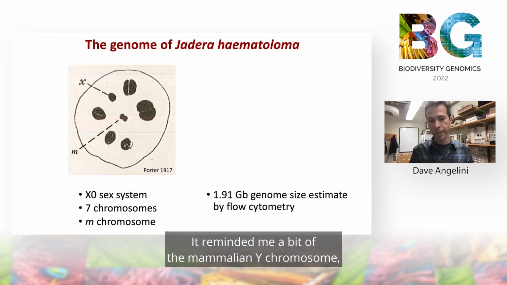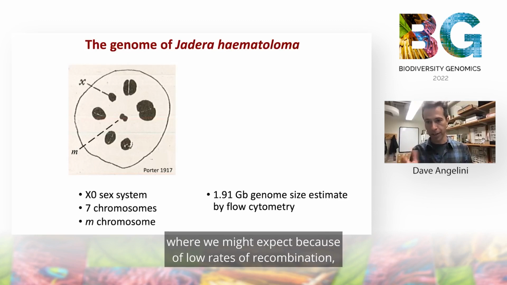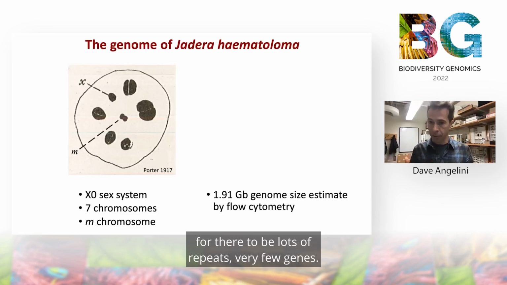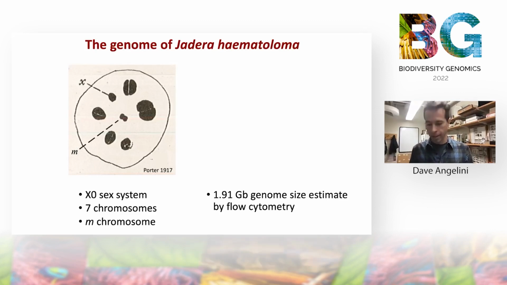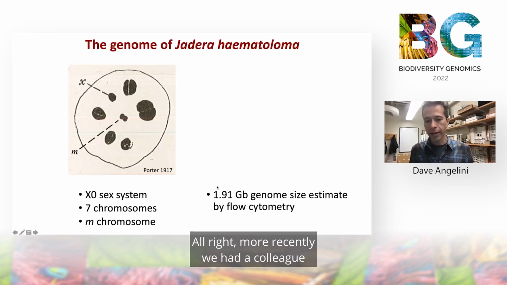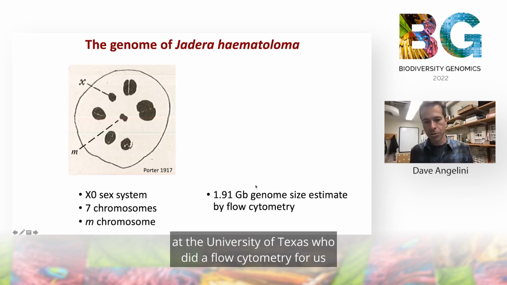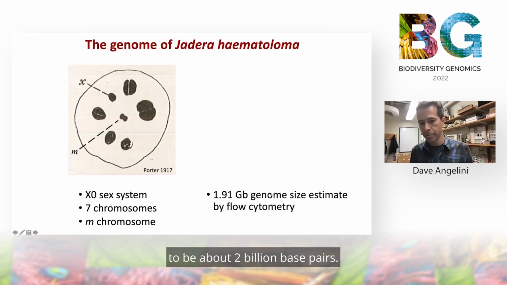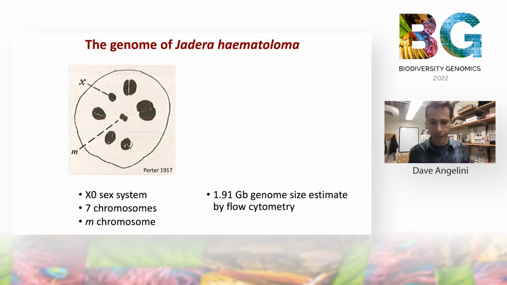It reminded me a bit of the mammalian Y chromosome, where we might expect, because of low rates of recombination, for there to be lots of repeats, very few genes. All right. More recently, we had a colleague at the University of Texas who did a flow cytometry for us and estimated the genome size to be about 2 billion base pairs, so a fairly large insect genome.